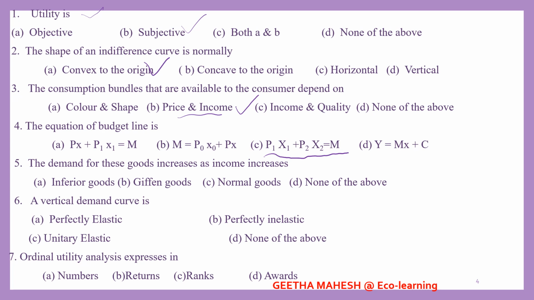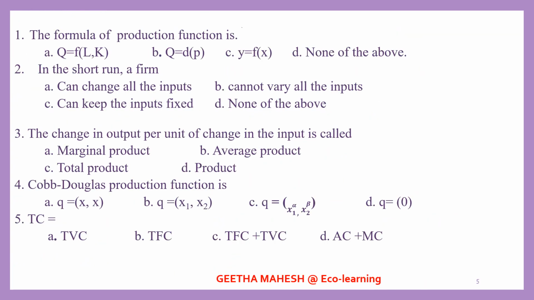Demand for these goods increases as income increases, that is normal goods. A vertical demand curve is perfectly inelastic. Ordinal utility analysis is expressed in ranks. Formula of production function is Q equals f(L, K).